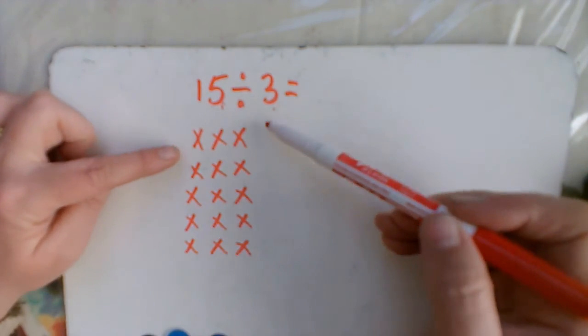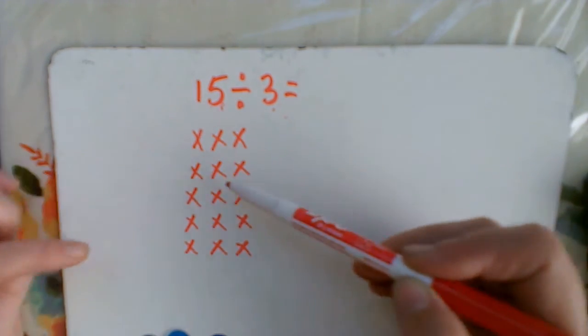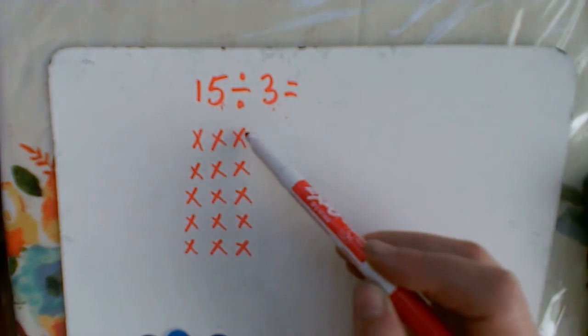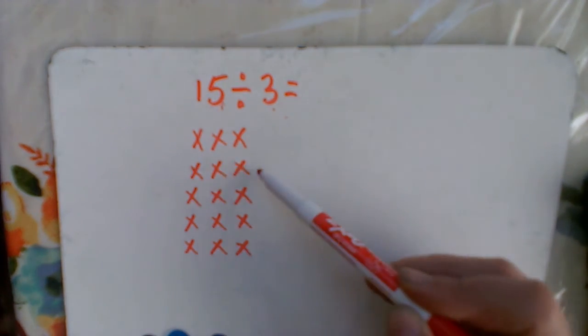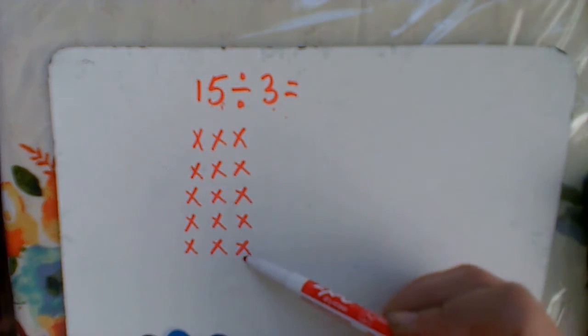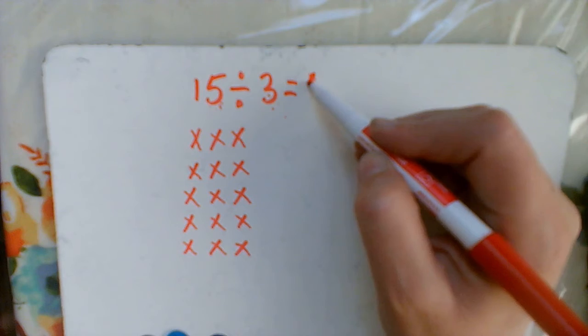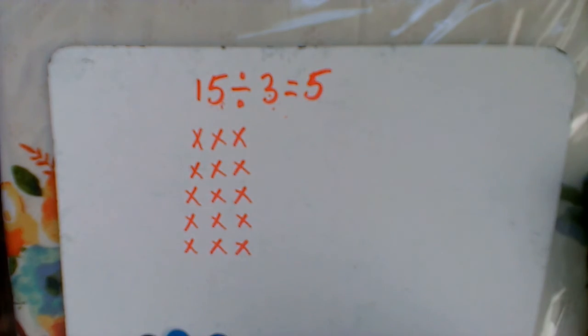So I can look at this 2 ways. How many groups of 3 did I make? There's 1, 2, 3, 4, 5. I made 5 groups of 3, and that will equal a total of 15.